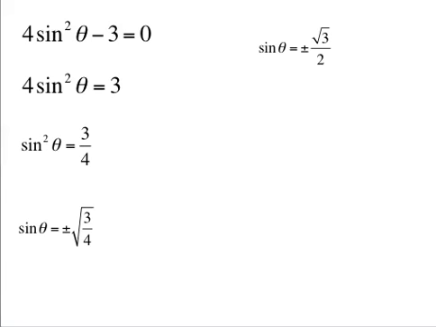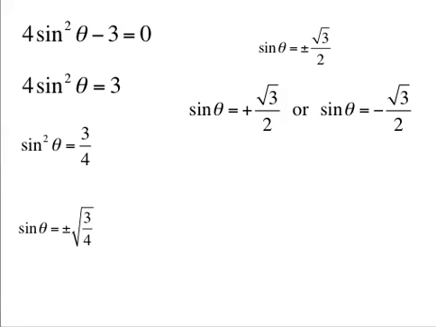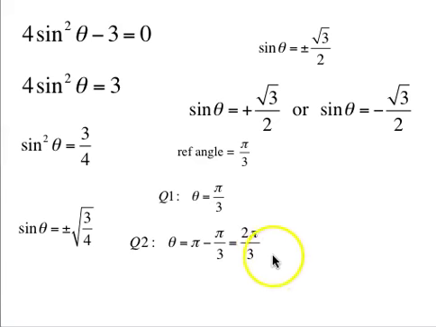So there's two equations we have to solve. Sine theta is root 3 over 2, and sine theta is negative root 3 over 2. So for the first piece, if sine theta is positive root 3 over 2, the reference angle is pi over 3. And we need answers in quadrant 1 and quadrant 2. That's where sine is positive. In quadrant 1, of course, it's pi over 3. In quadrant 2, it would be pi minus pi over 3, or 2 pi over 3.